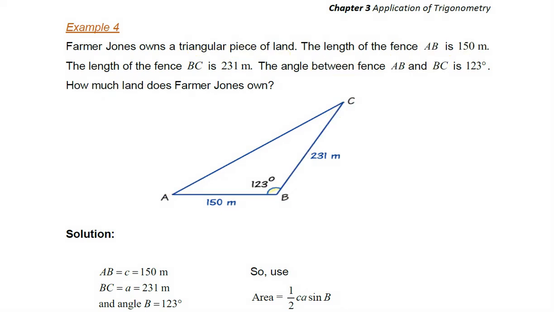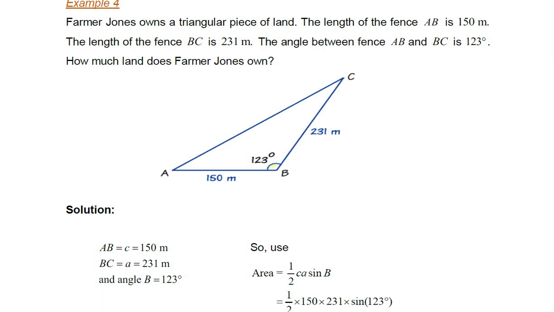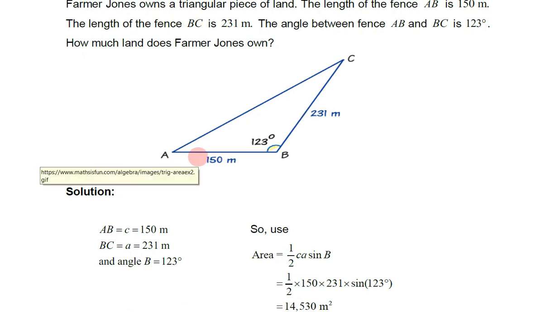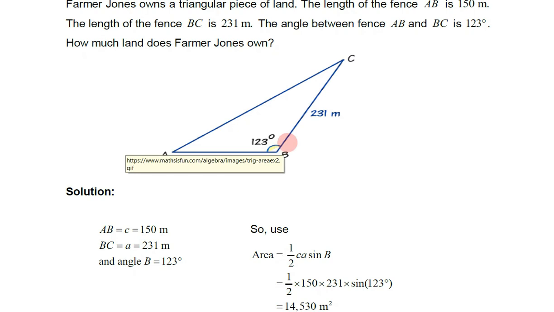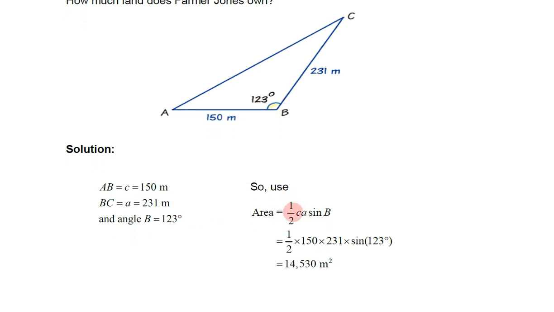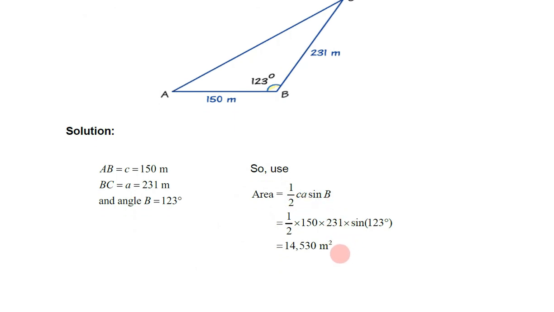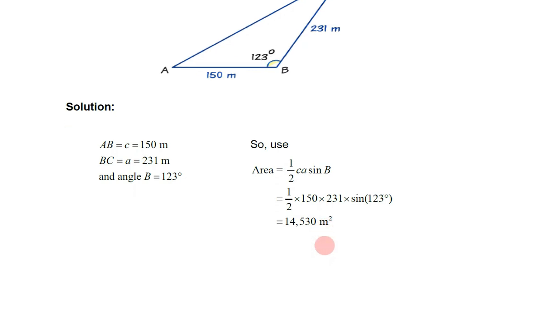Since we know this is in between, we have two lengths and the angle in between. So we can use the formula of 1 over 2 CA sine B. So substitute in the formula, and we get the area 14,530 meters squared.